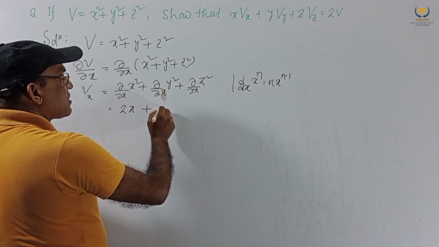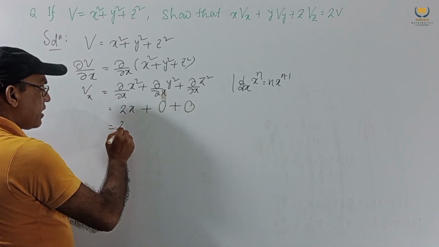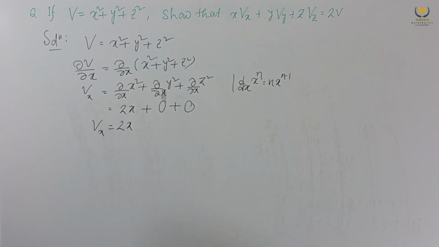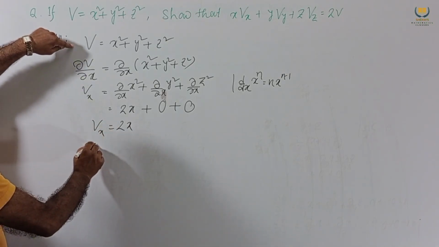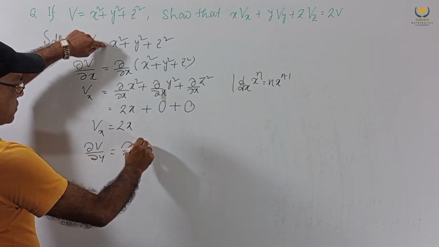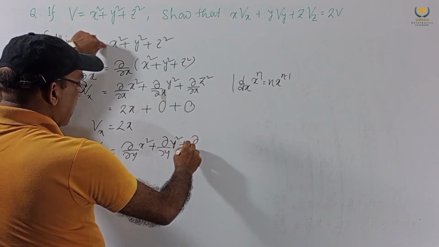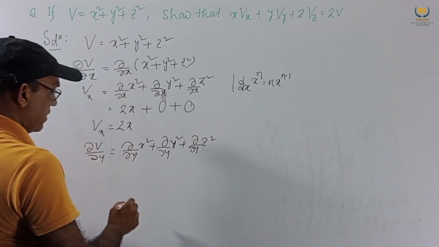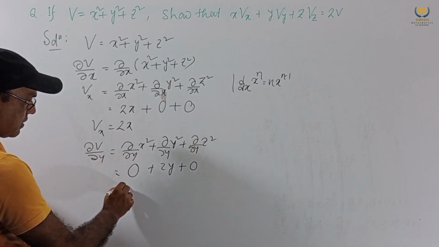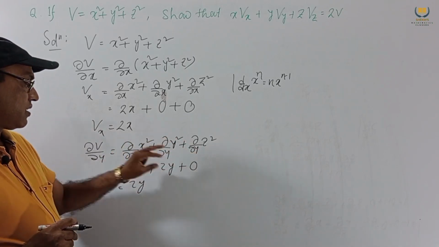And this is y constant because we differentiate partially with respect to x, and z also constant, this is 0, we get twice x. This is Vx equal to twice x. Again we differentiate with respect to y, del V del y. Directly I want to write del y x square, del y y square, del y z square. This is 0, this is 2y, 0. Because we differentiate with respect to y means x constant, z constant. These are 0, only 2y you get.